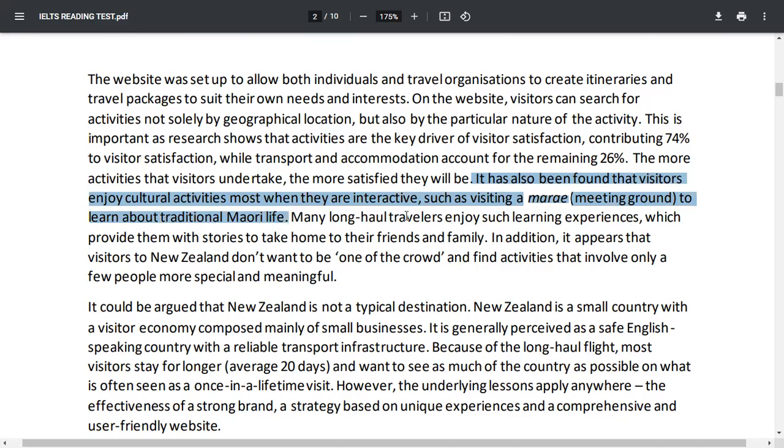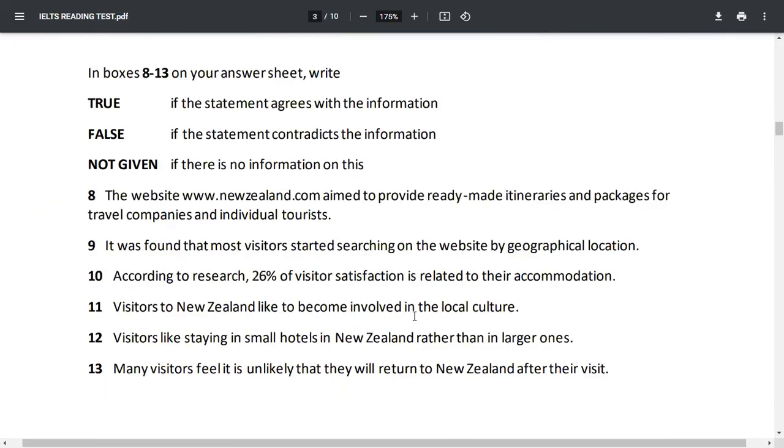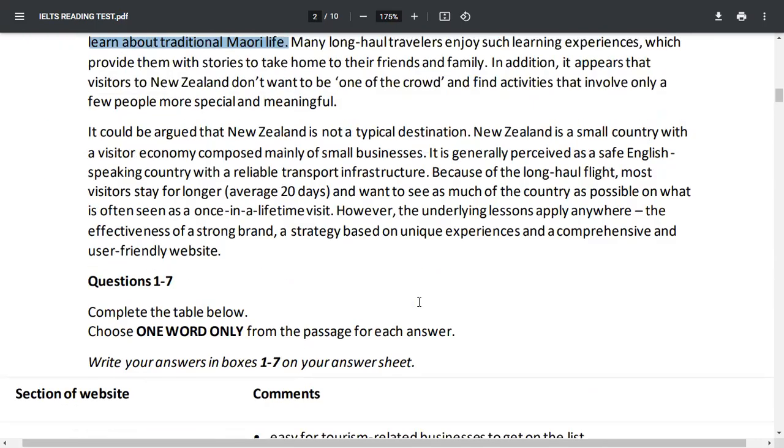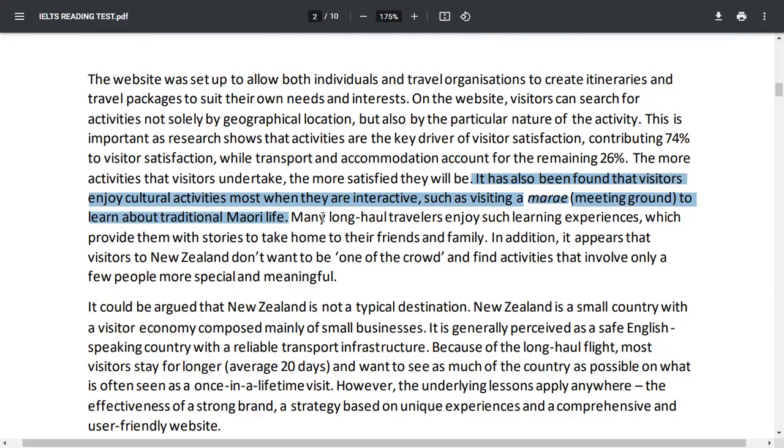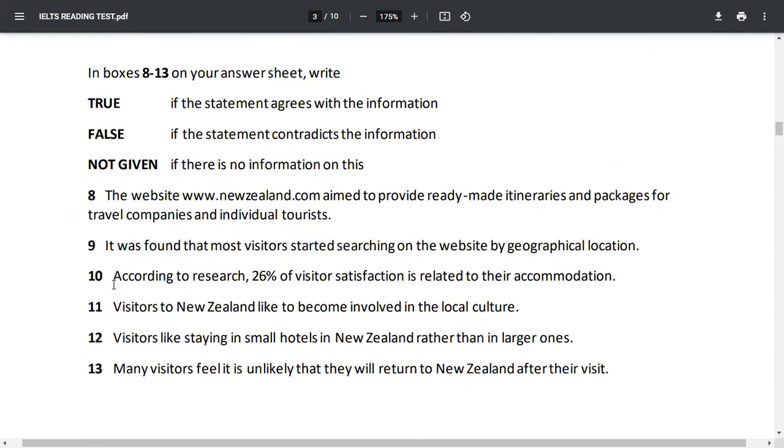Okay, so as you can see, we have the word enjoy instead of like, which was written in the sentence, and we have the word interactive. Interactive is a synonym of become involved in. So if you go back to here, it says become involved in, and here it says interactive, okay? So if you read the sentence again, it's definitely matching with number 11. So number 11 is true, okay?